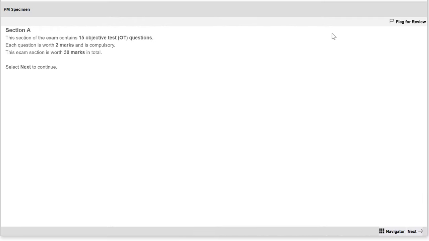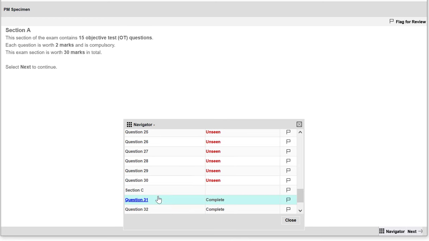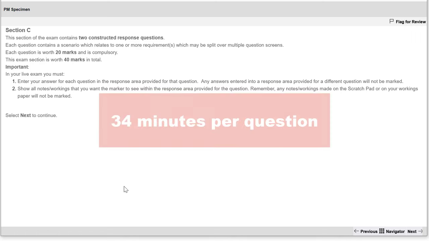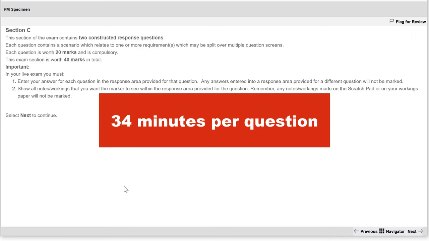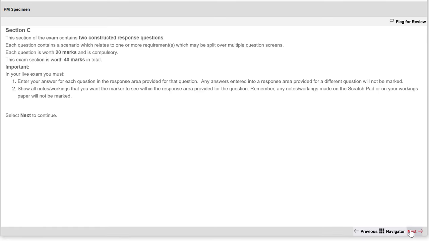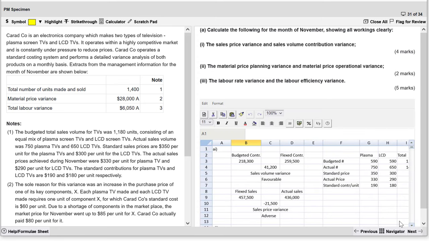After you finish Section A, skip over B, and then you're going to go right to the constructed response questions. You'll give yourself 34 minutes per question. Be brutal with your time management. When you get into Section C, you're going to see the individual requirements. Look at this. We see one for 4 marks, one for 2 marks, one for 5 marks.